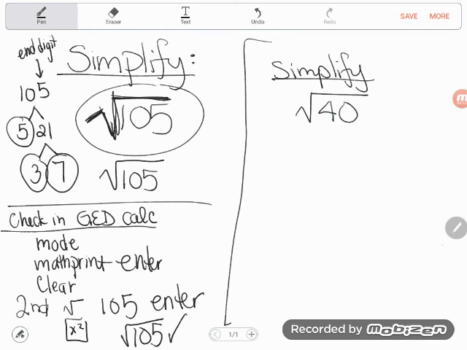So once again, 40 is not a perfect square. I know 6 squared is 36 and 7 squared is 49, but I don't have a number that if I square it will give me 40. And so I have two ways I could get my answer. I could do a decimal approximation, or I can leave my answer as a radical, as simple as possible. So let's break up 40.